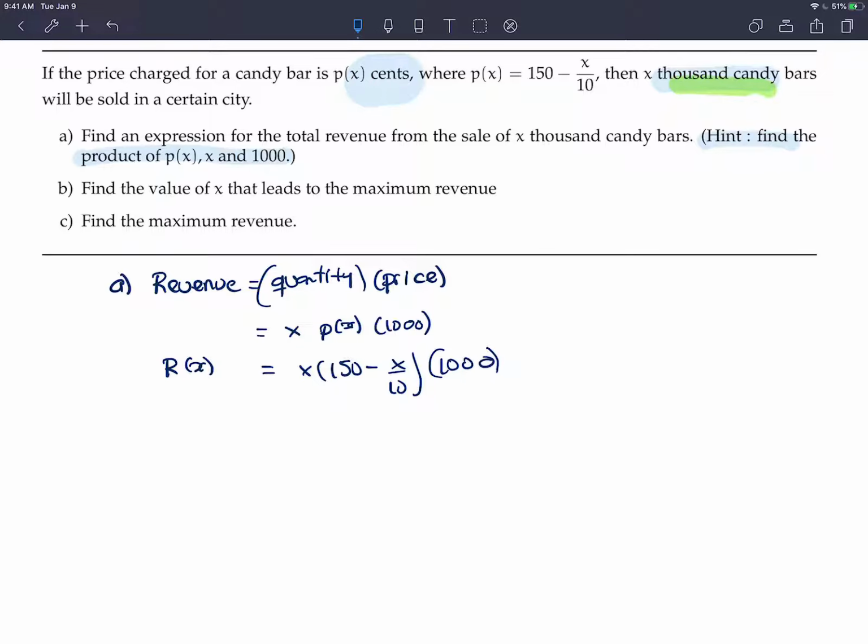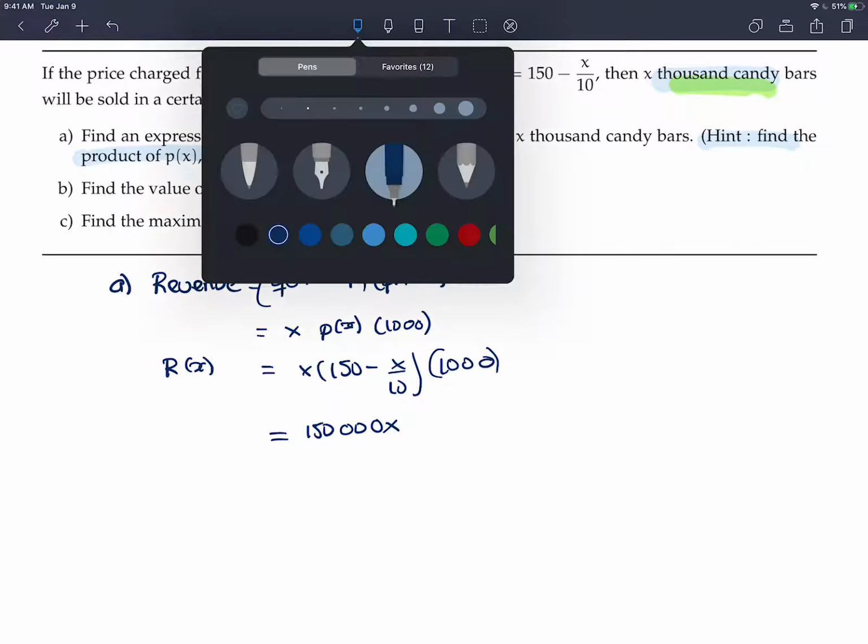Just multiply them. This gives us 150,000x, because I'm multiplying 150 times 1,000 and adding an x. The second part is negative 100x squared, 100 because I'm dividing the 1,000 by the 10 over here. That's my revenue function.